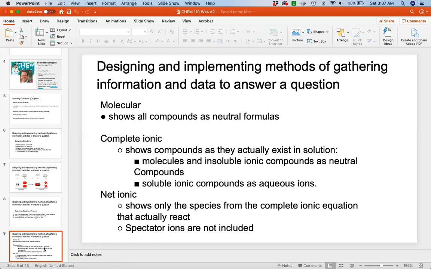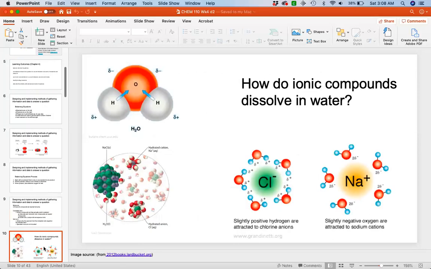And finally, we have our net ionic. This shows only the species from the complete ionic equation that actually react. And so the key here is that we don't include spectator ions. So anything that's the same on the left-hand side of the equation as what we see on the right-hand side of the equation are spectator ions. They haven't changed their phase. And so we know that they are not part of our net ionic equation.